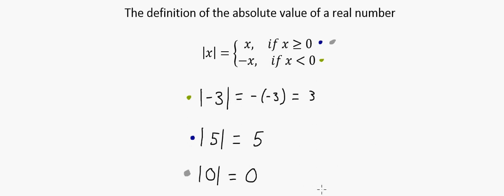And again, this formal definition of the absolute value of a real number amounts to the same thing: look at the number and ignore its sign. So if I have the absolute value of negative 3, the absolute value of negative 3 is 3. The absolute value of 5 is 5, and the absolute value of 0 is 0.